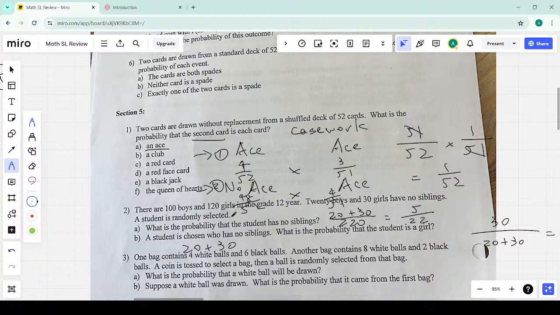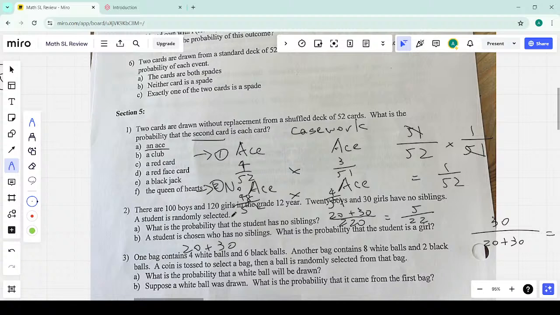In part A, there's no restriction on what the total can be. So the total is just the total amount of people that we're choosing from. But in part B, the student chosen has no siblings. So that's our given condition. That's the conditional part of conditional probability in this question. So we're given that the student has no siblings.